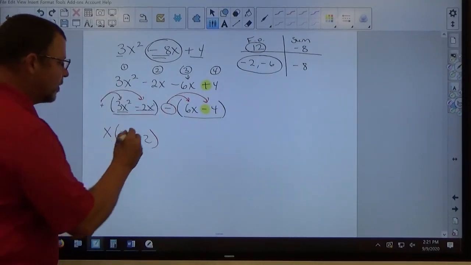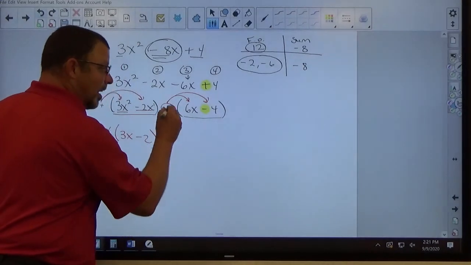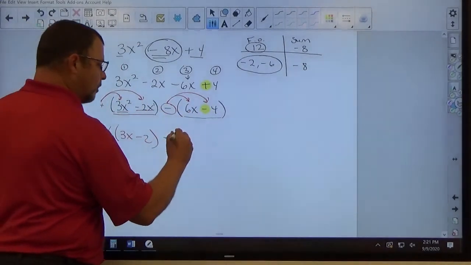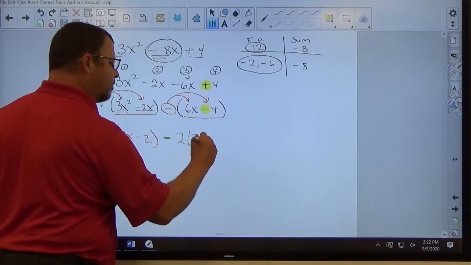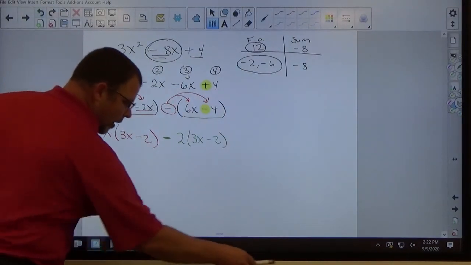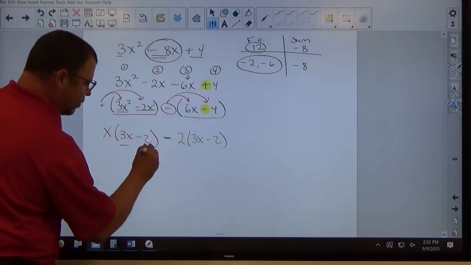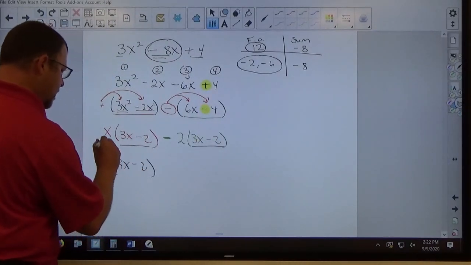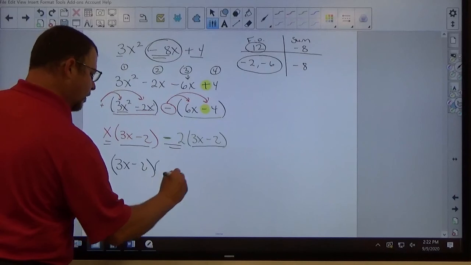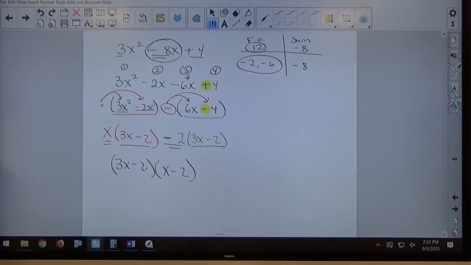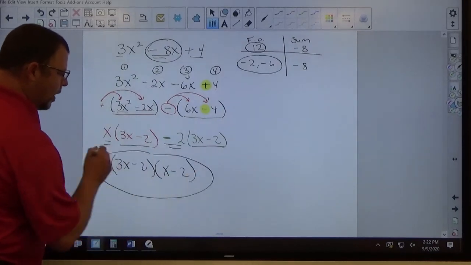Second group. There's a minus sign, so I write the minus sign down because that's just what's there. Second group, common factor is 2, right? So I put 2 down, and I got 3x minus 2 left over. What I'm expecting to happen, if it works correctly, is that this should match this, which they do, so that's one factor. And this go together in the other factor. So 3x minus 2 times x minus 2 is the answer.